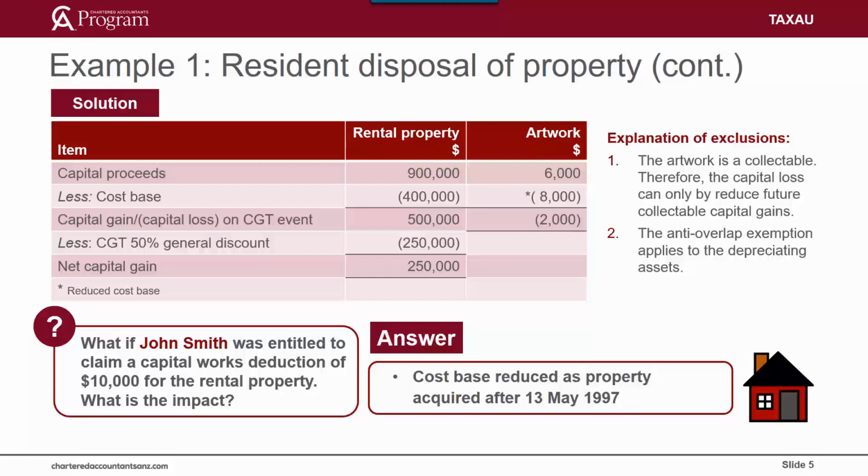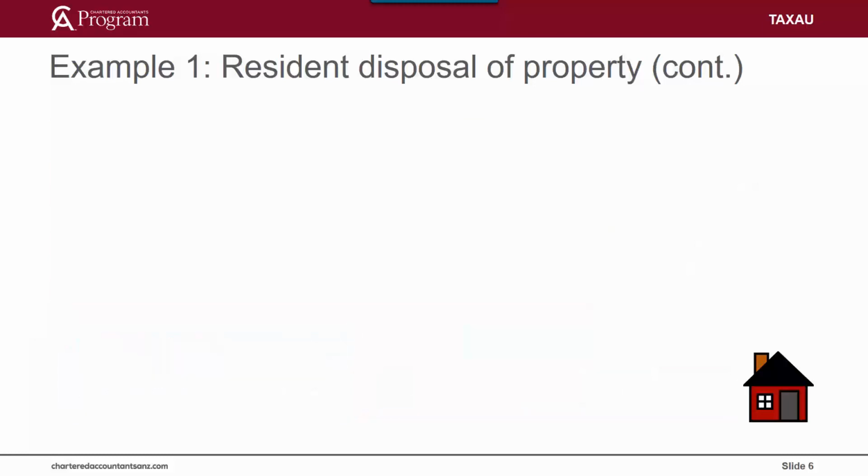You should also note that if John was a small business entity, you would also need to consider if he's eligible to apply any of the SBE CGT concessions. However, even if John was an SBE, he would not qualify for the SBE concessions for the above assets as they are not active assets. Okay, let's change the facts in a different way.